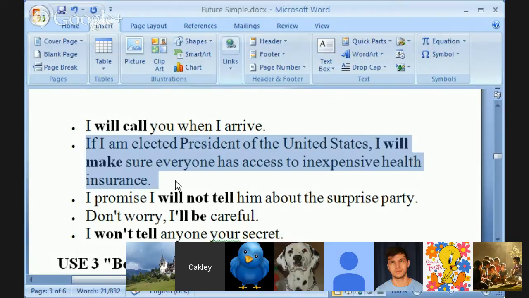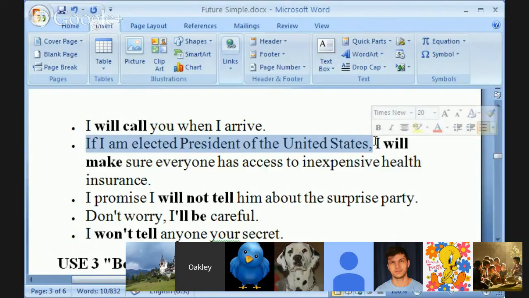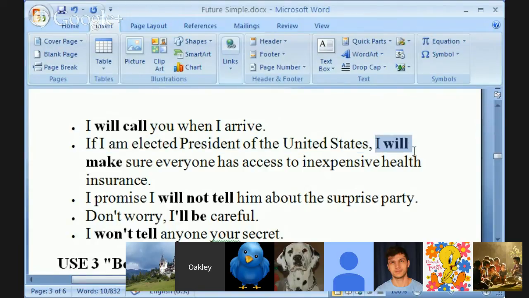Interesting little point I want to make here. It's a promise because it's the first conditional. It's real. If I am elected president, the speaker of this sentence assumes that he has a real chance of becoming the president. Okay, and so we use will to make a promise. That is correct.